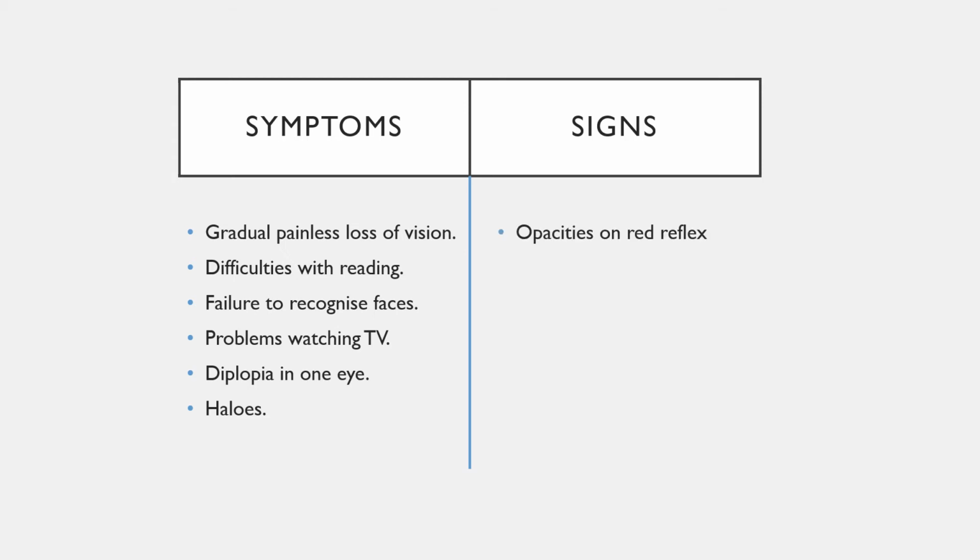Firstly is seeing opacities on the red reflex. So the way you perform the red reflex is you stand 60 centimeters from the patient, you take your fundoscope and you shine the light through their pupil. What you expect to see is their pupil becomes red as the light bounces on the retina and reflects back at you. Similar to the red eye you see when you use a flash on a camera.